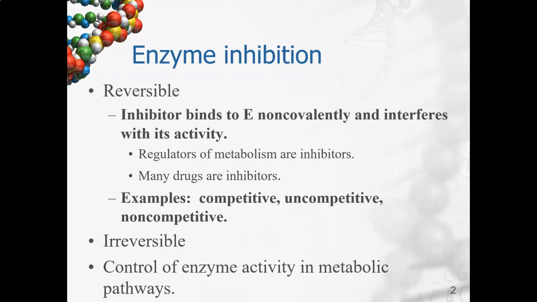We're interested in inhibitors because regulators of metabolism are inhibitors. So when we get to the metabolism section later in the course, we will talk about how pathways are regulated and how metabolites can serve as inhibitors to either stimulate or inhibit whole pathways. A lot of drugs are inhibitors. Aspirin is a cyclooxygenase inhibitor. So lots of drugs are inhibitors. So that's why we're interested in inhibitors.